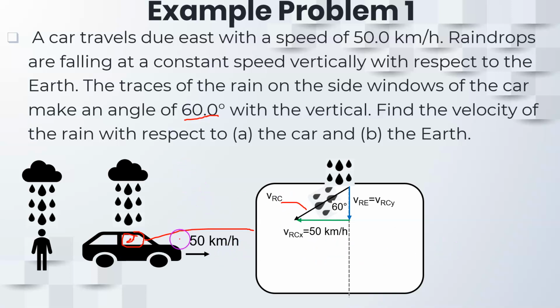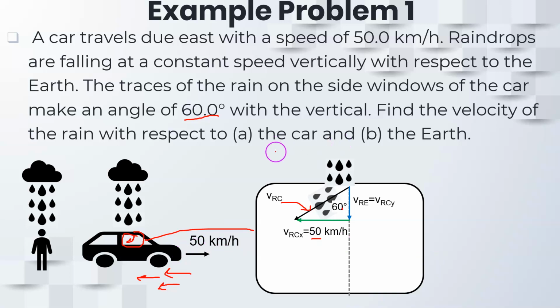So remember, if you're just traveling at 50 kilometers per hour, then everything that you pass is going to look like it's moving backwards at 50 kilometers per hour. So that's essentially what's happening with the x component of the rain here. So now we have enough information because we've got this angle and this side of the triangle to figure out the other two sides of the triangle.